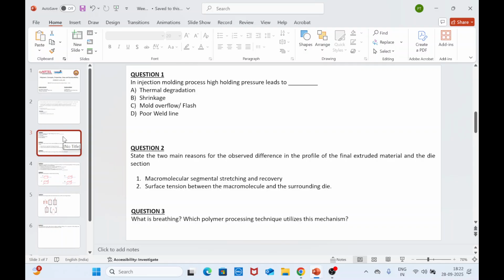The very first question is, I think, something related to what we discussed about the injection molding process last session. So in injection, yeah, sure.